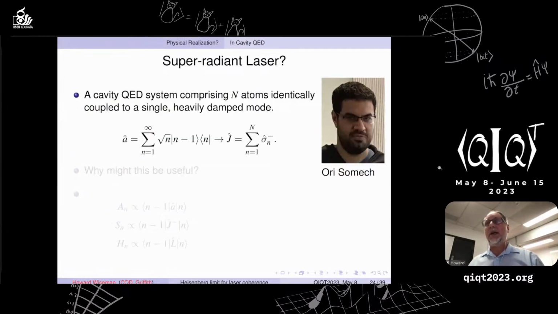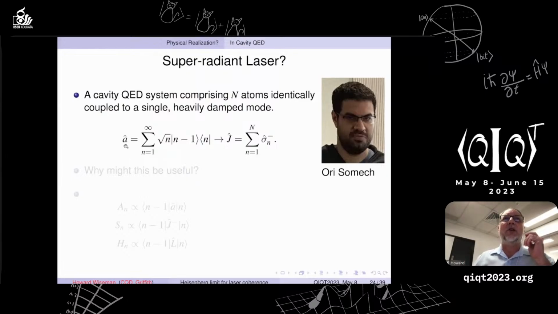So this is my other PhD student, Ori Somek, who's working on this. And so the essential idea, the particular cavity QED system which we are looking at, is building on the idea of a superradiant laser. This is a cavity QED system comprising N atoms identically coupled to a single mode, where that mode is then heavily damped, which means that effectively one has collective damping of all of those atoms.